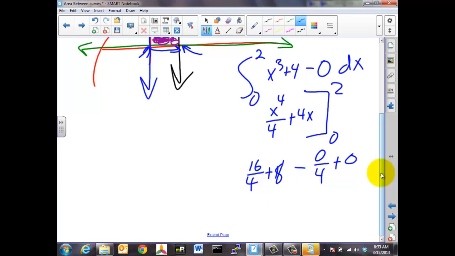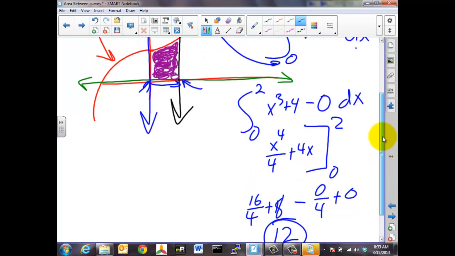And we get 4 plus 8 is 12. So that tells us the area between those four curves is 12. Okay? Complicated yet? No, it's not complicated. Well, let's keep moving forward then.